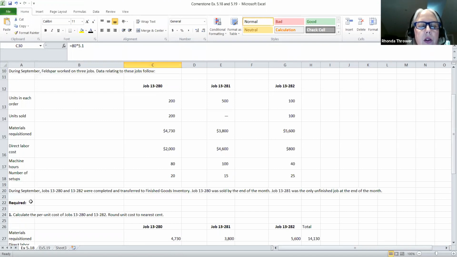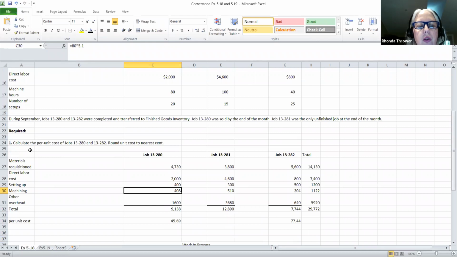And then they tell you during September that jobs 280 and 282 were completed. They were completed and transferred to the finished goods inventory account. And job number 280 was also sold by the end of the month. And job number 281 was the only one that was unfinished at the end of the month.